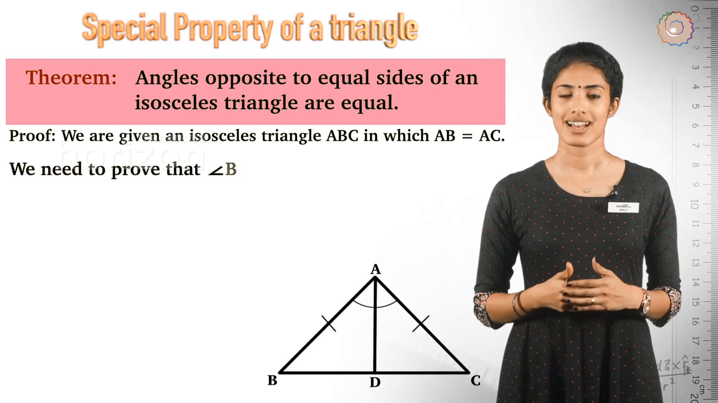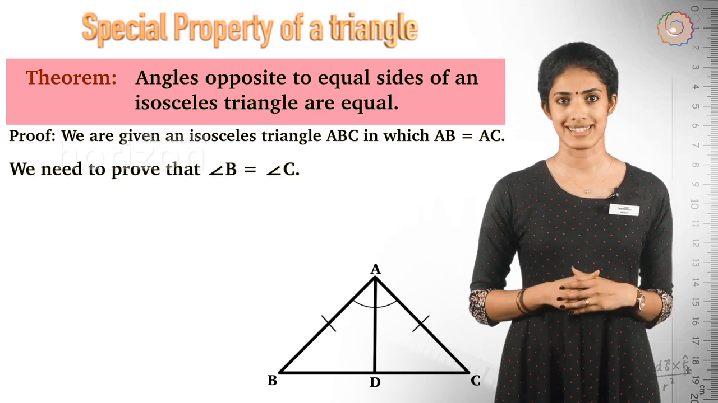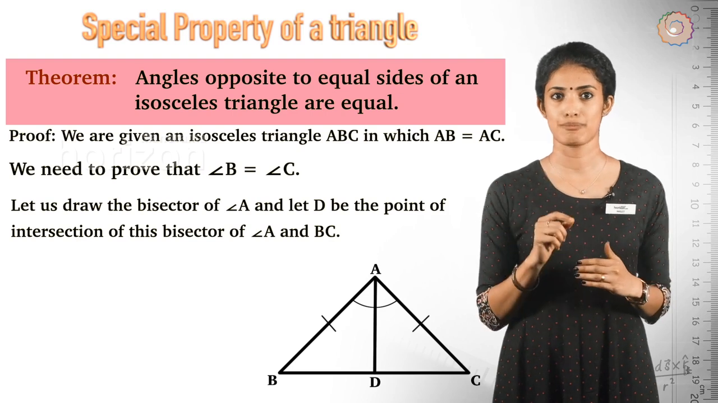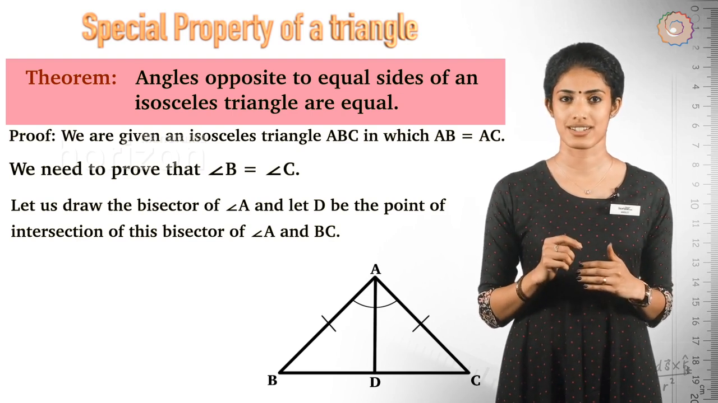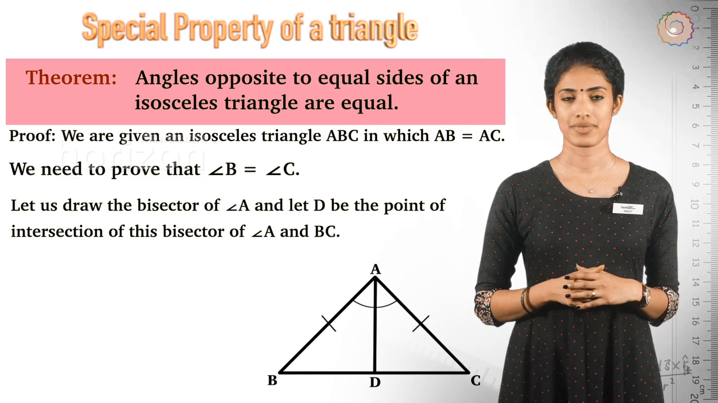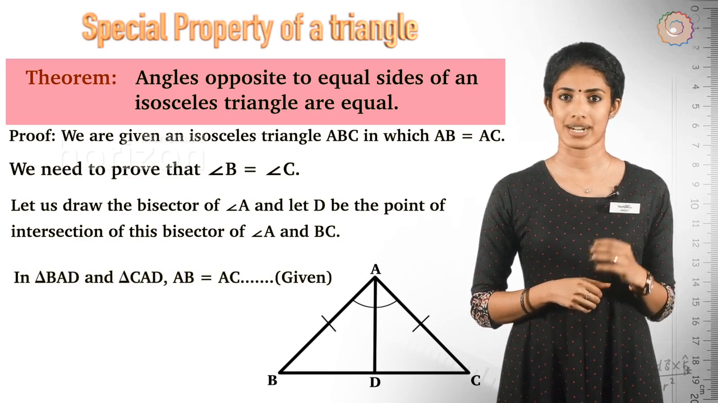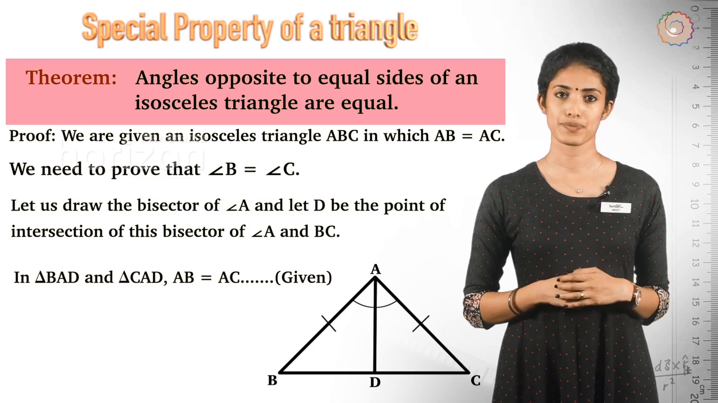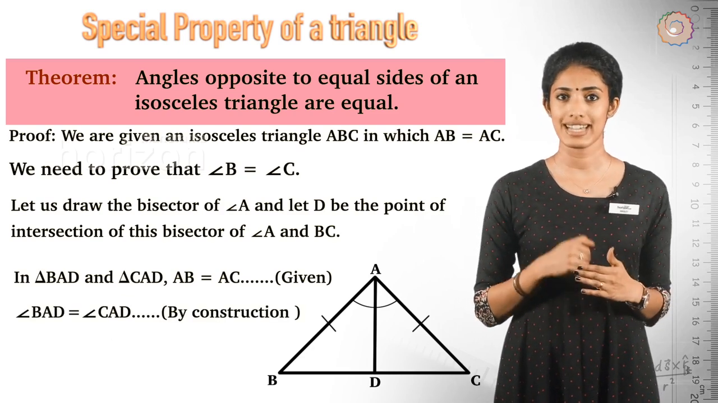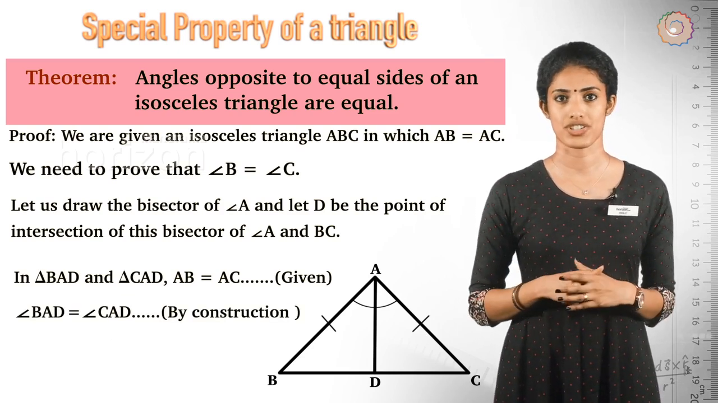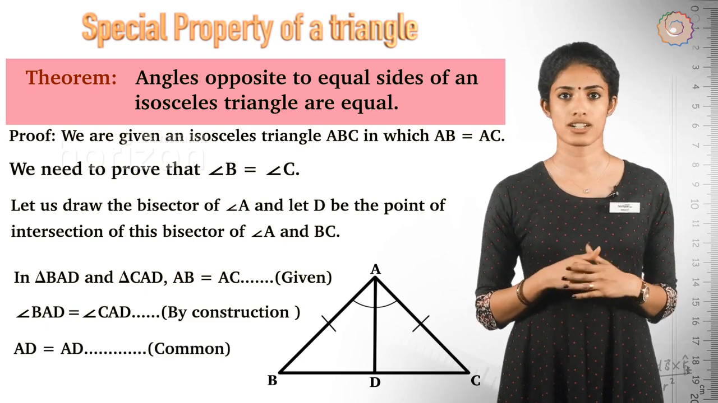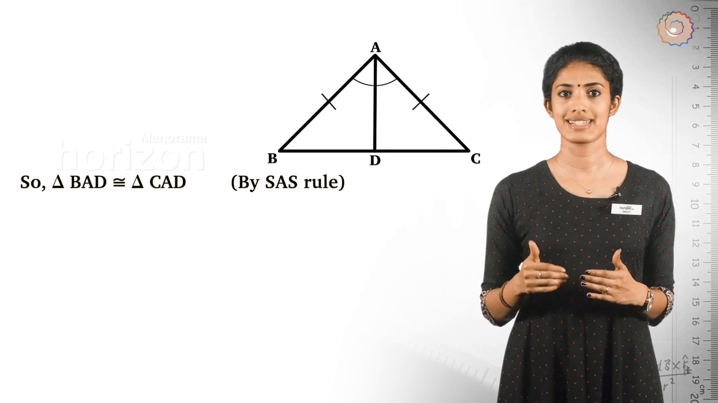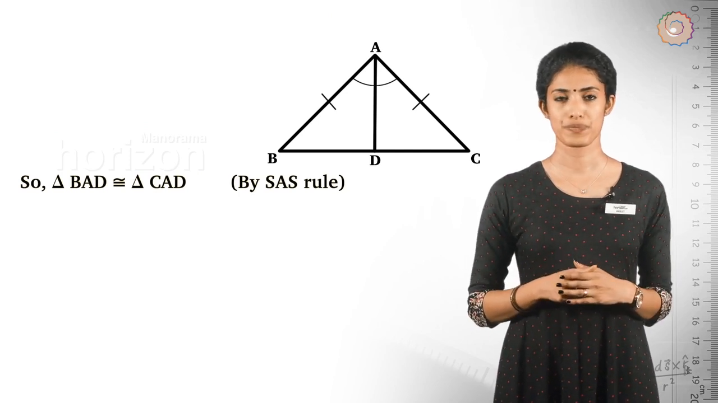We need to prove that angle B is equal to angle C. Let us draw the bisector of angle A and let D be the point of intersection of this bisector of angle A and BC. In triangle BAD and triangle CAD, AB is equal to AC, which is given, and angle BAD is equal to angle CAD by construction. Here AD is common. So triangle BAD is congruent to triangle CAD by SAS rule.